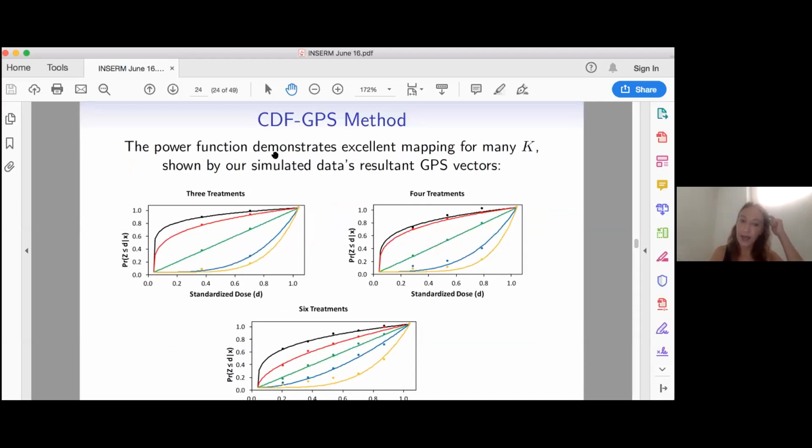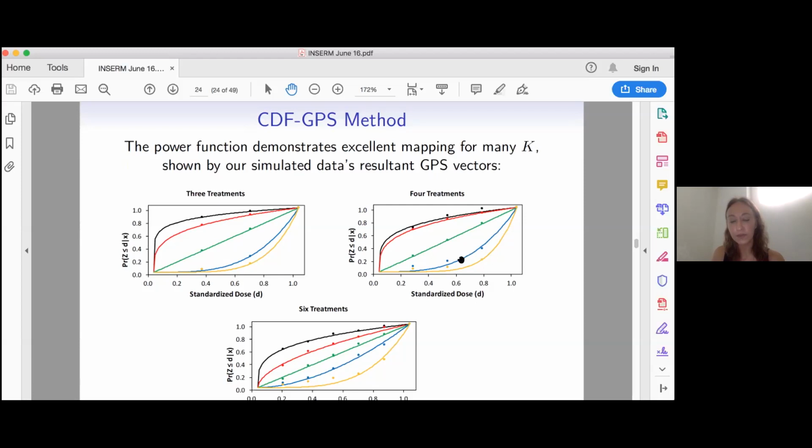The power function happens to demonstrate excellent mapping for many different numbers of treatments, K, and we actually tested all the way up to K equals 10. We just simulate patient vectors, calculate the CDF, and map the CDF using the power function. So the dots here are the truth, and the curve is the actual mapping using the power function. So for 3 treatments, it's actually quite perfect. The curve goes through the patient's vector quite well.